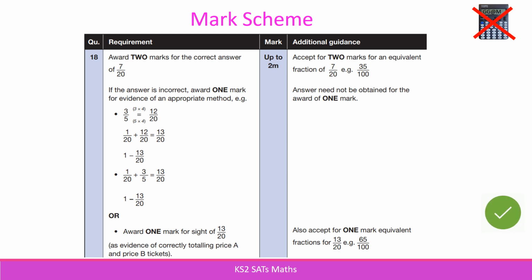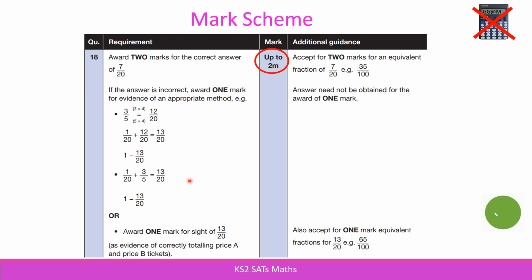The mark scheme on this question shows there are 2 marks for getting the answer of 7 over 20, which is up to 2m, which means up to 2 method marks. You get 1 mark for just showing the number 13 over 20. If you did your working, saying you've got 1 over 20 plus 12 over 20 to give you 13 over 20, or try to do 1 take away 13 over 20, or doing something equivalent to that, that will give you 1 mark.